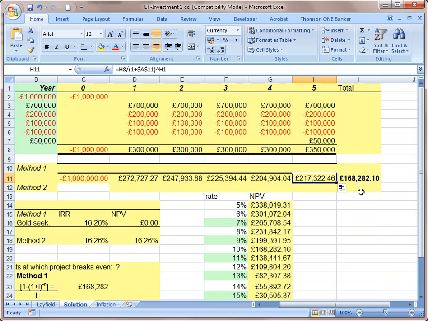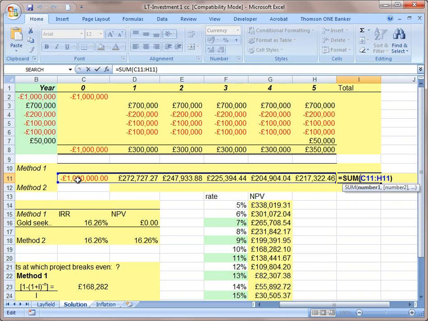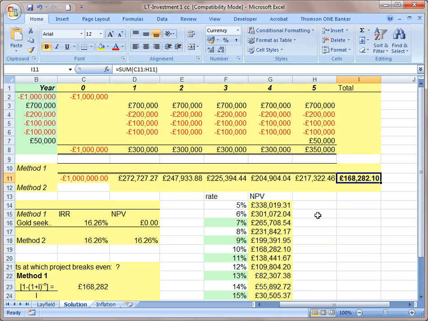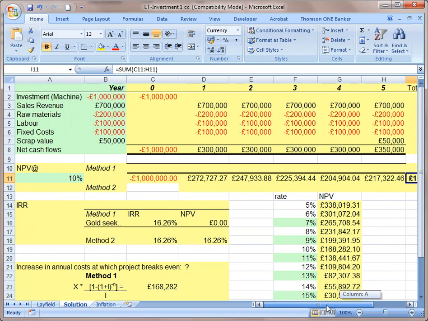And what we need to do is just sum all the outflow and inflow together. This will give us the net present value. A second method, which I haven't done yet, is to use a formula.